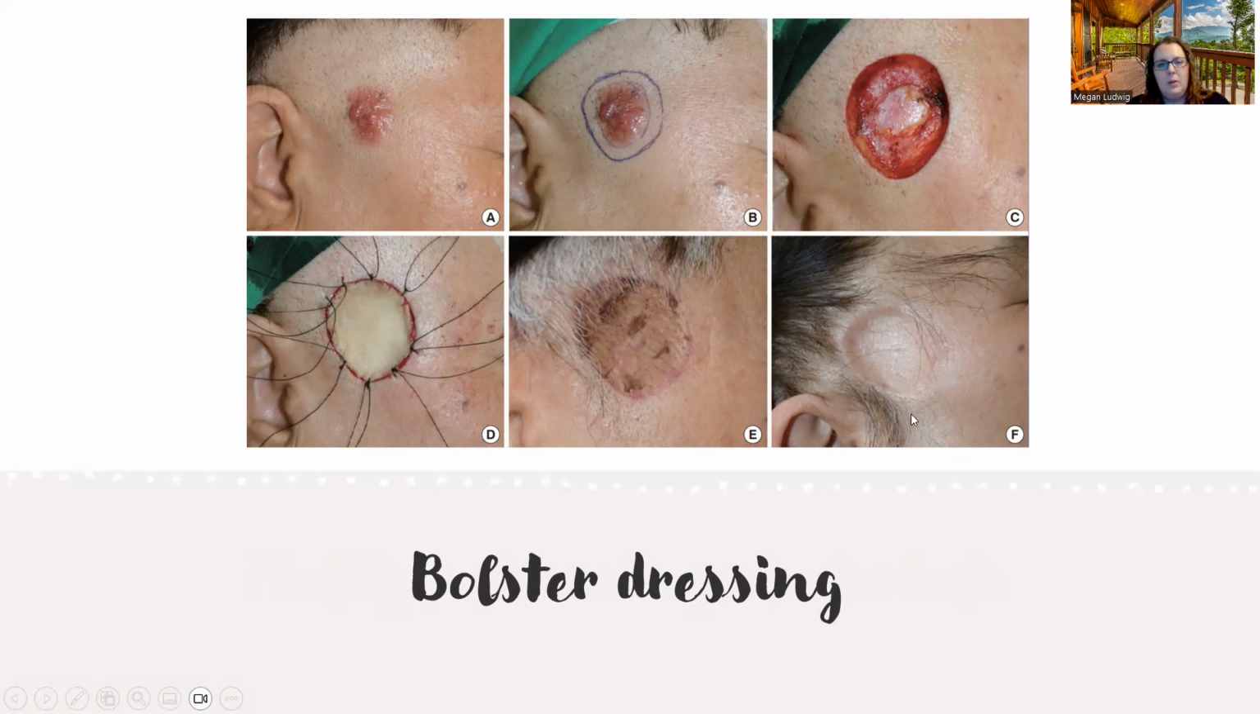So here's how it ends up looking once it's healed. This one actually looks pretty good. A little change in skin color, but that's nothing. It's not too bad.